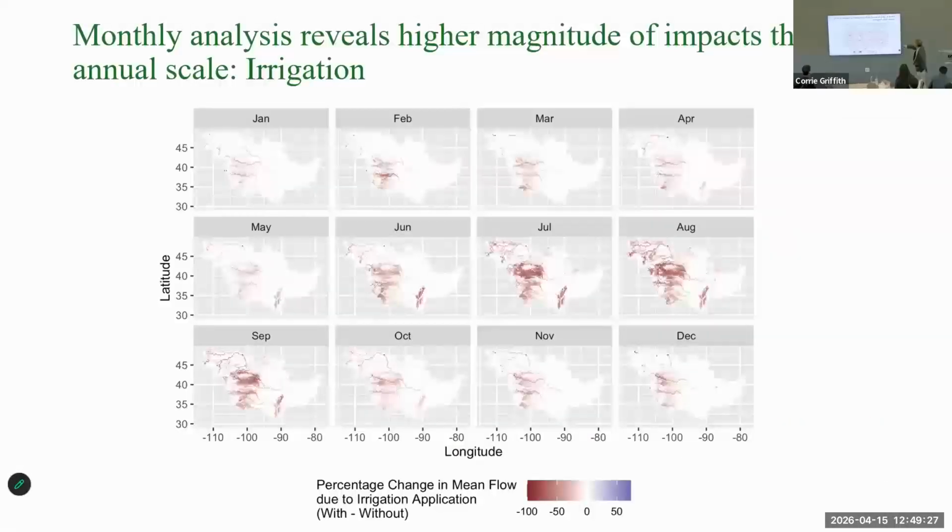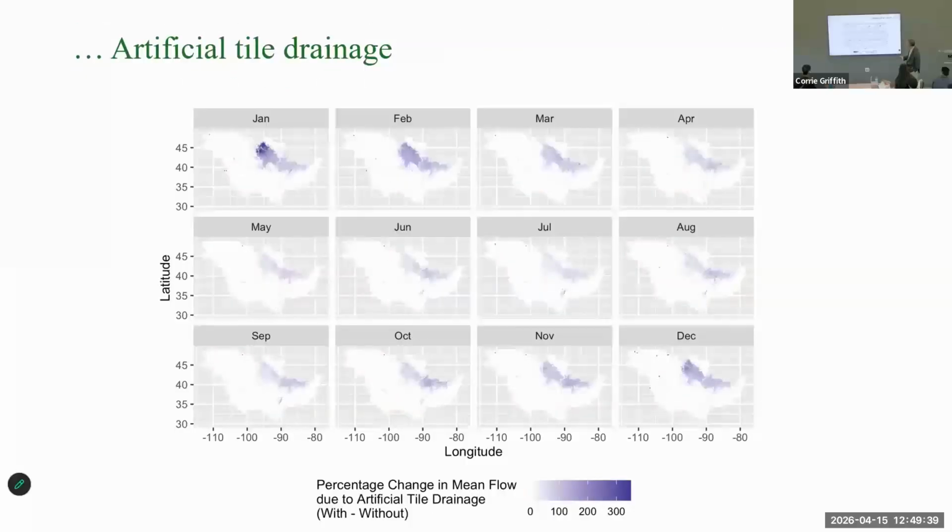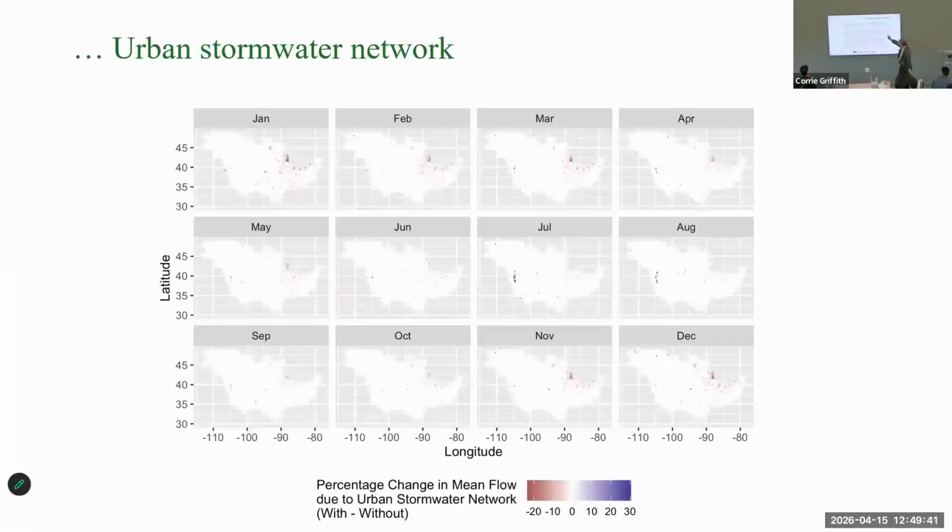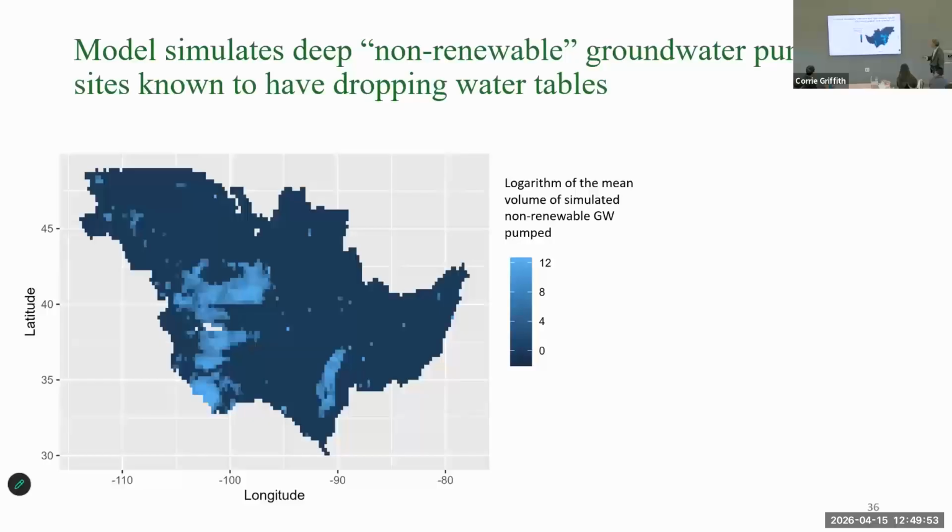So if we look at the monthly scale, this is the impact of irrigation. We can see some different patterns in different months. And this is drainage. And for urban, especially urban stormwater management, in some months, right, in some months, we can see somewhat better changes.